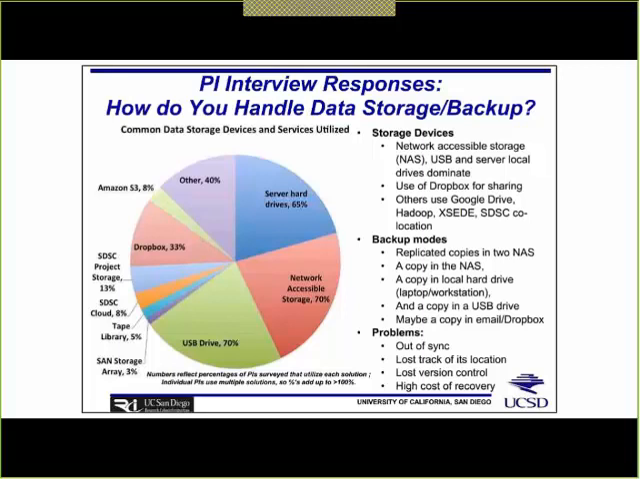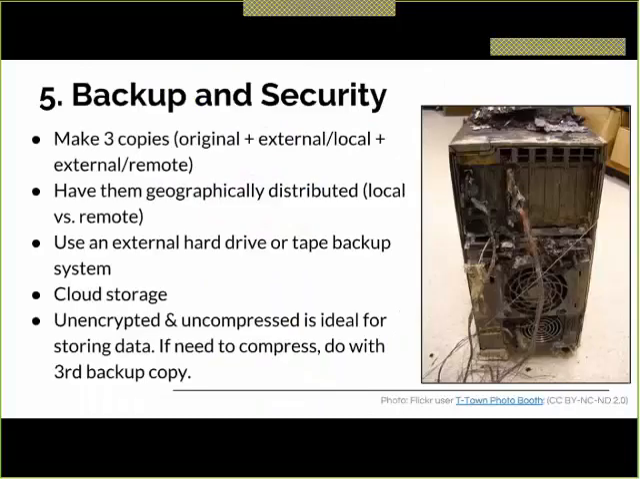So the key questions for this is how often data should be backed up, how many copies you should have, where can you store your files, who is doing the backup, and on what schedule. So we recommend 3 copies of your data: the original, which might be on the hard drive, an external, which would be local, so that might be an external drive, and then an external remote, which would be the cloud. That's the standard recommended, that you have 3 backup points.